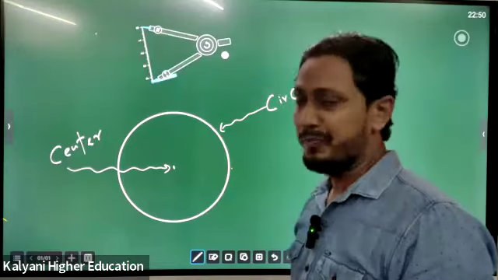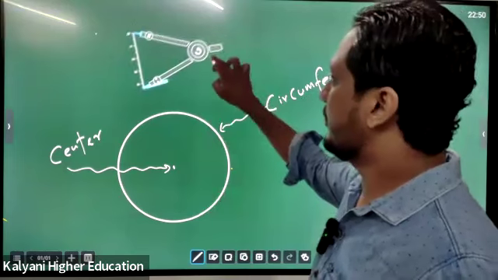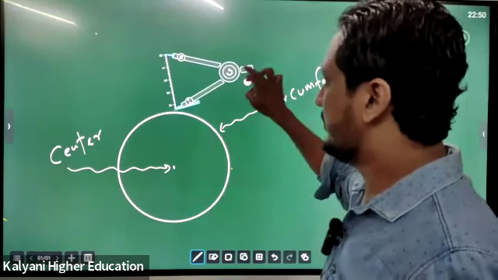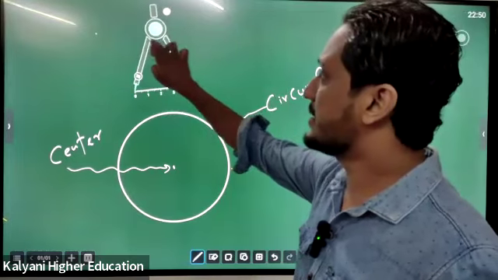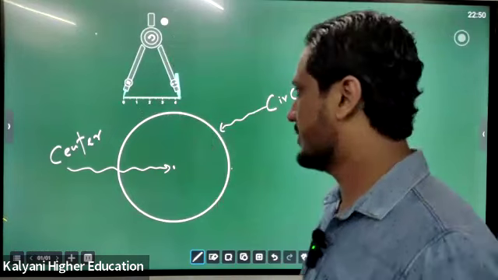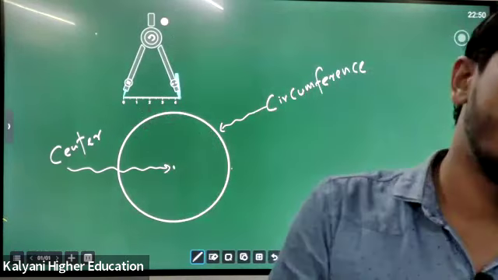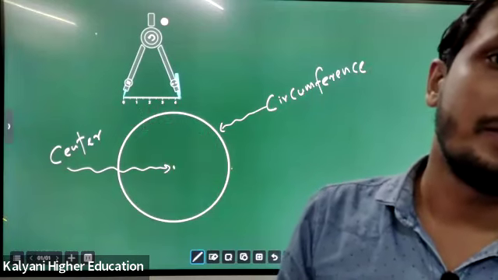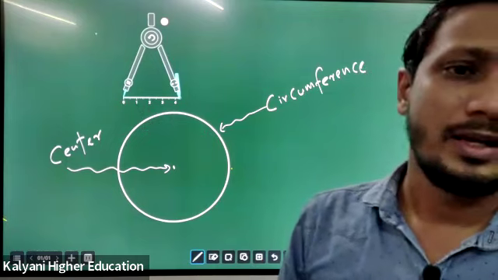Then tell me, when we use the compass, we need to take the distance between the compass point and the pencil point. In this one, you can see it's 4 centimeter and 3 millimeter.